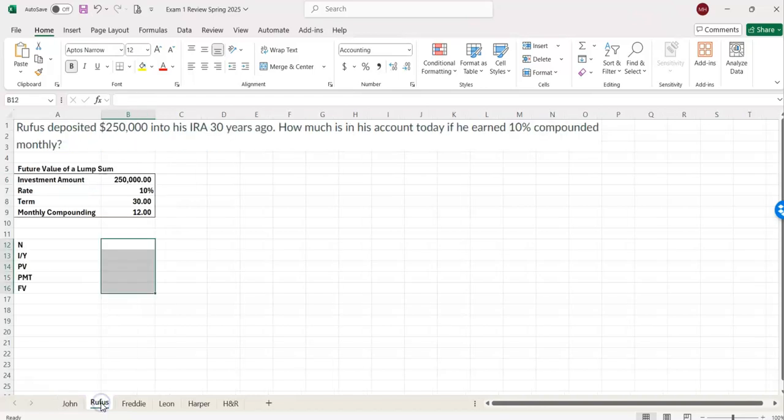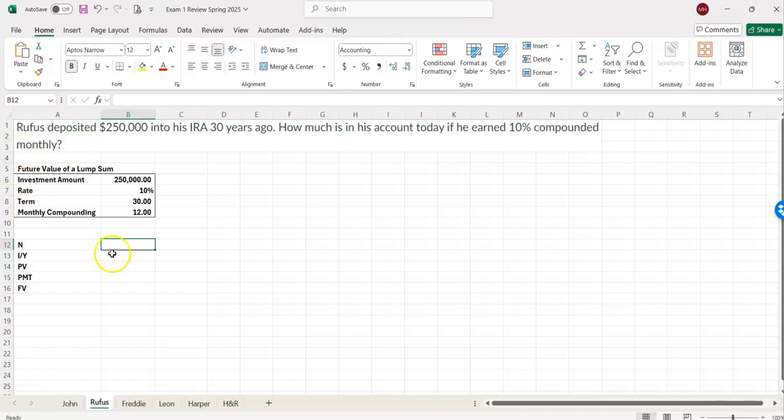So next we have a future value of a lump sum. For future value, we'll use equals FV, which is the function, and we'll see that in just a second. The question here: Rufus deposited $250,000 into his IRA 30 years ago. How much is in his account today if he earned 10% compounded monthly?